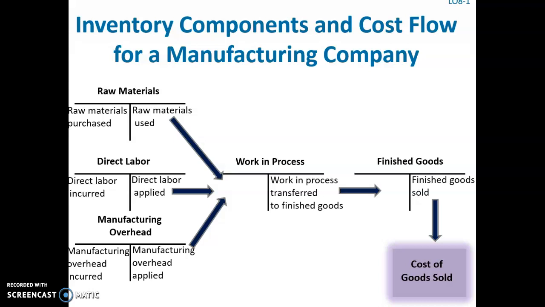The inventory accounts and cost flows for a typical manufacturing company are shown using T accounts in this illustration. The cost of raw materials used, direct labor applied, and manufacturing overhead applied flow into work in process and then into finished goods. When the goods are sold, the cost of those goods flow from inventory of finished goods to cost of goods sold.